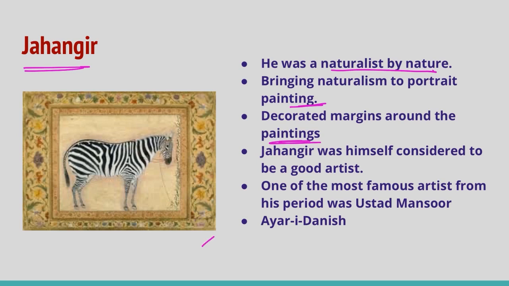Jahangir himself was a good artist and he had his own private workshop for paintings. His workshop mostly created miniature paintings, and the most famous artist from his period was Ustad Mansur. He was an expert in drawing the features of very complex faces. An animal fable called Ayar-e-Danish, which means touchstone of knowledge, was illustrated during the period of Jahangir.